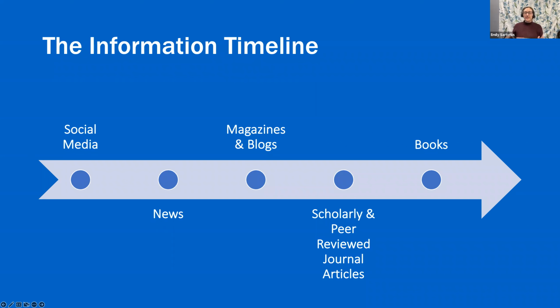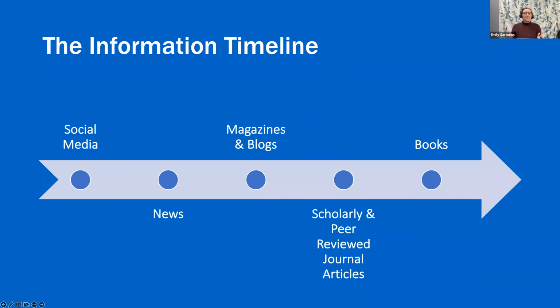And finally, books take a year or so longer to be written because they go through so many editorial steps, and it goes through so many hands to produce that final book or that final product. And so we'll go into more detail about each of these steps later. But this is the information timeline.